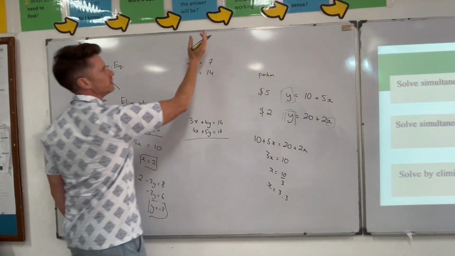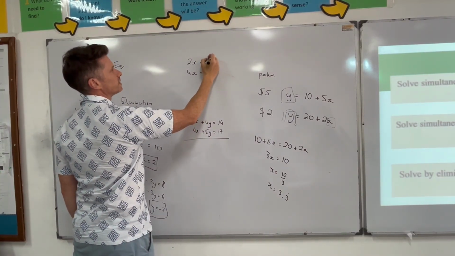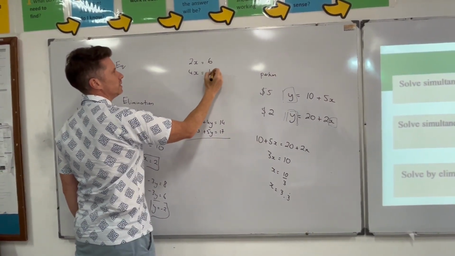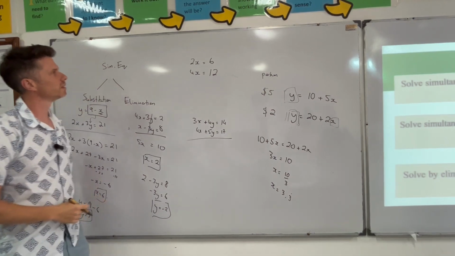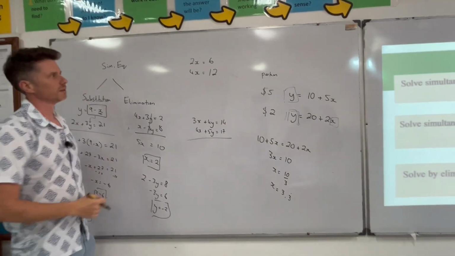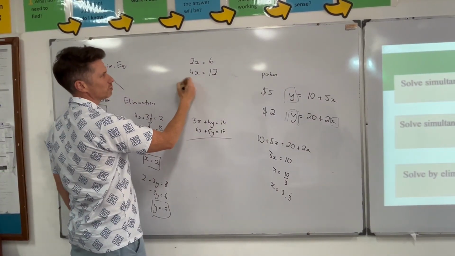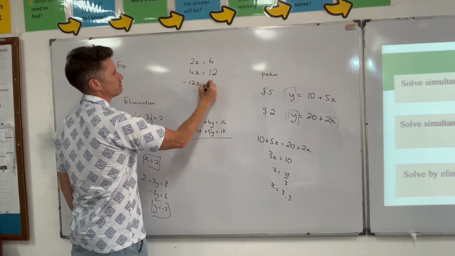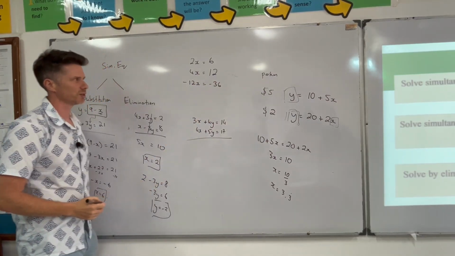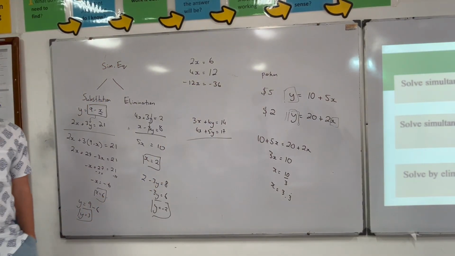Yes, maybe I'll make it an even easier one. 2x is equal to 6. If I double both, do I get the same answer? Yes. If I multiplied it both by minus 3 now, I get minus 12x is equal to minus 36. Is it the same answer? Yes. So as long as I multiply everything in an equation, I get the same answer.